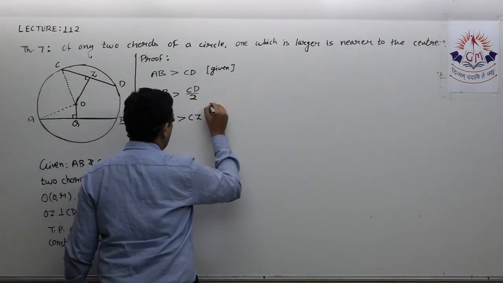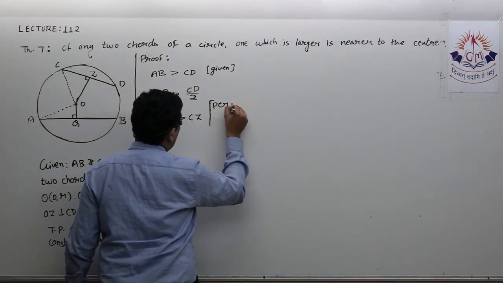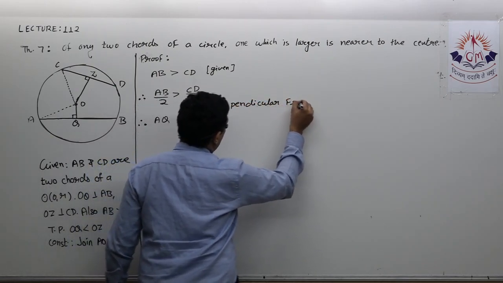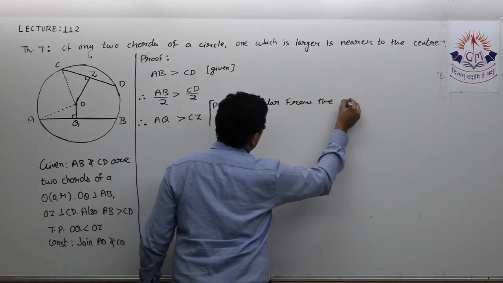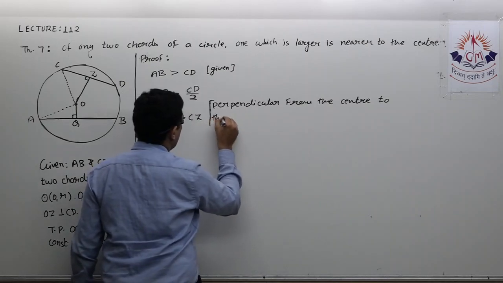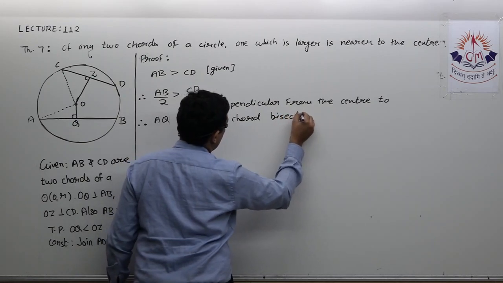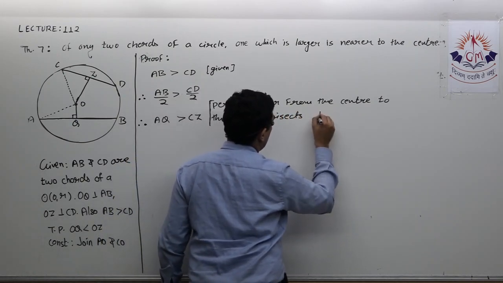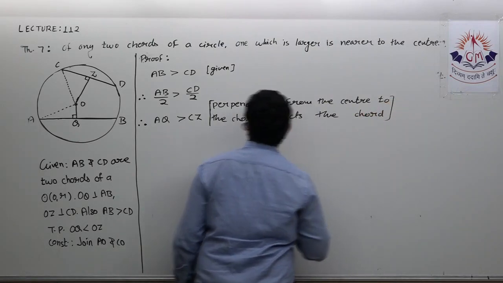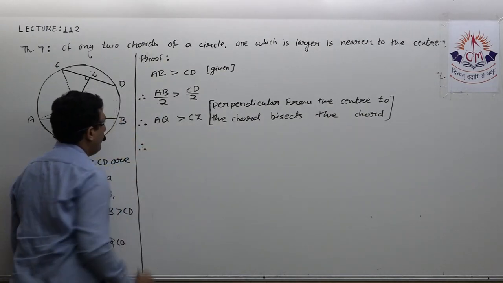So here let me write that reason: perpendicular from the center to the chord bisects the chord. Okay, so that is the reason. I hope up to this point it is clear.